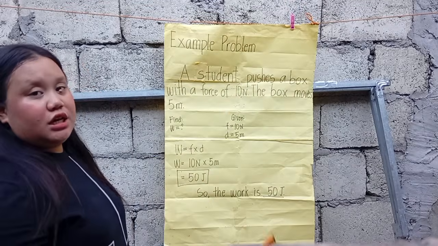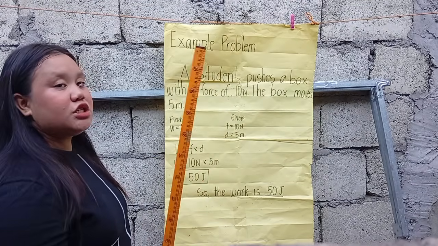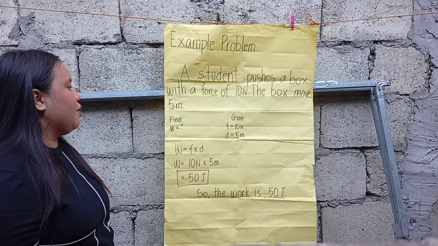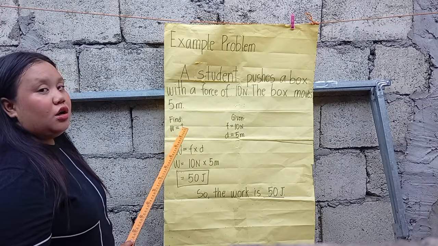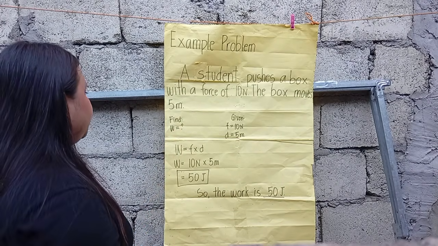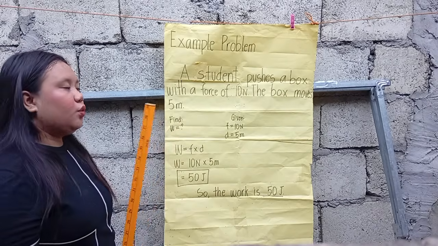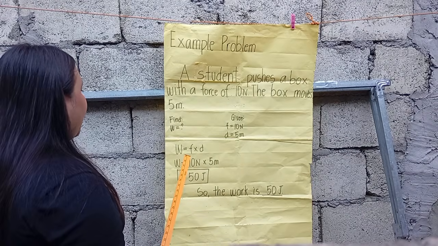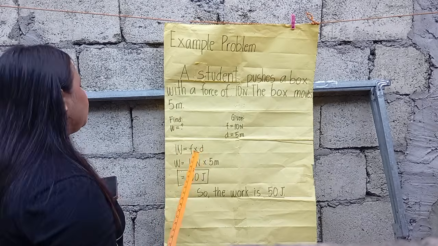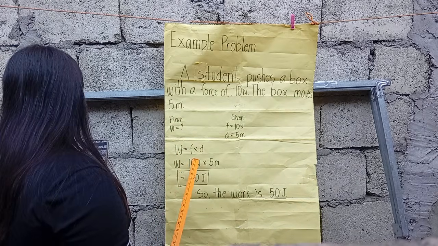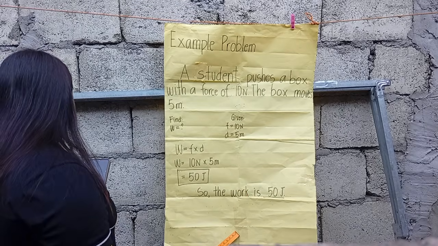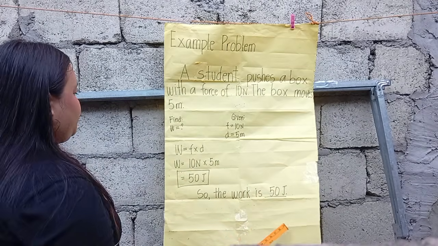Next, we will determine what is being asked in the problem. What is being asked is the work done, or the work. To solve for work, we will use the formula: work equals force times distance. Now we will substitute the given values into the formula.